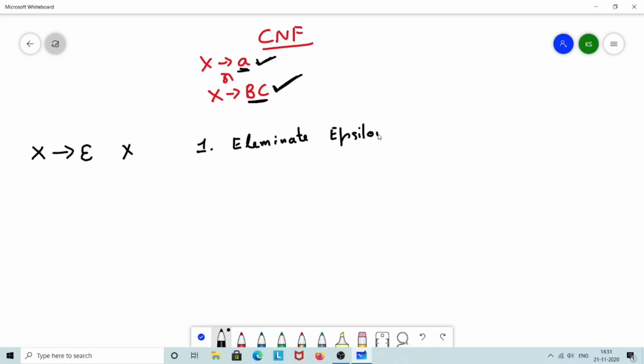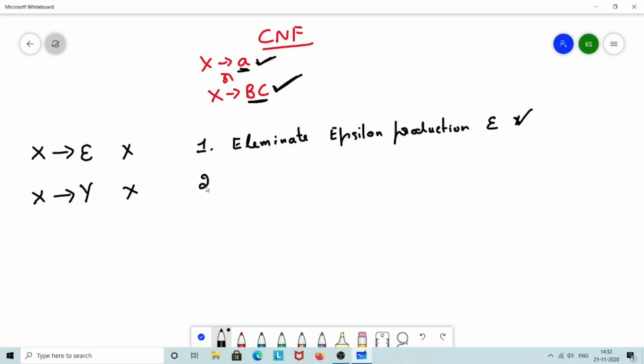So that is the first step in conversion to Chomsky's normal form. Epsilon will be removed. Okay, so this is the first step. Now what if I have a rule something like X gives Y? This is a rule where a single non-terminal is giving a single non-terminal. X gives Y, this is a non-terminal, and obviously this is also a non-terminal. So this is also not accepted as per the format, right?